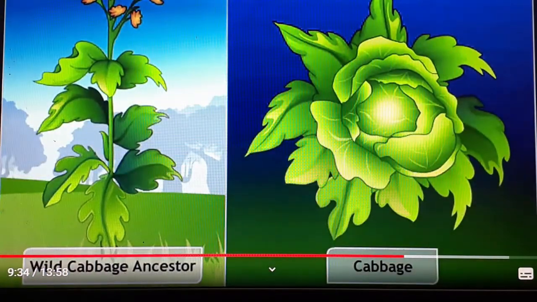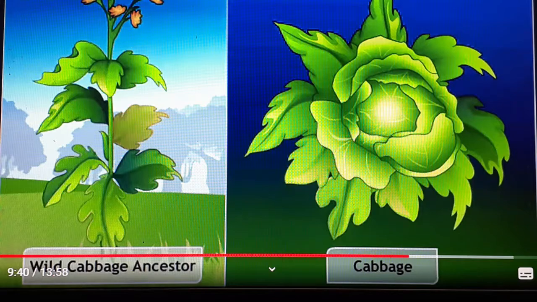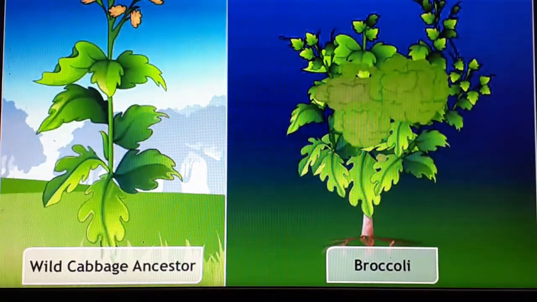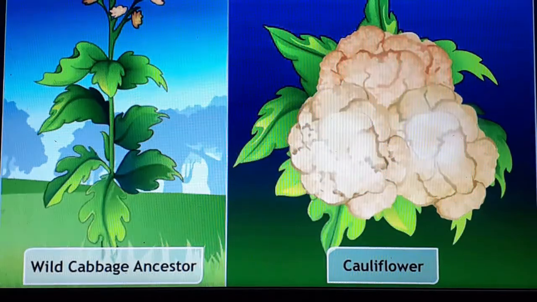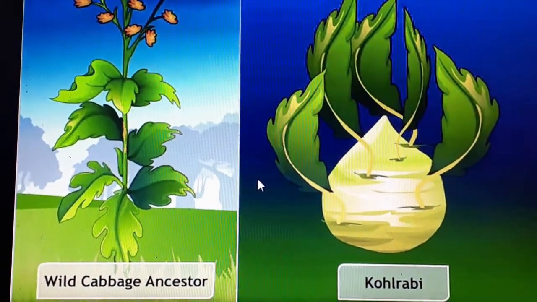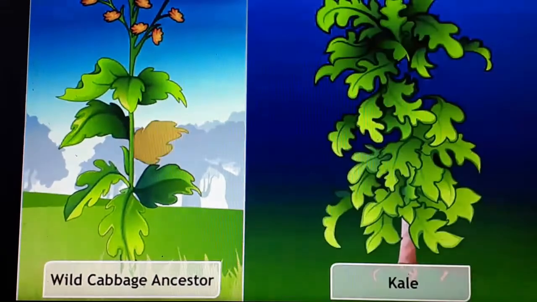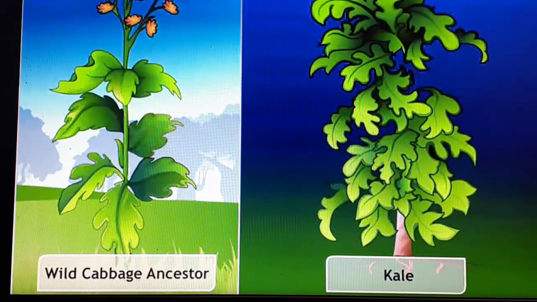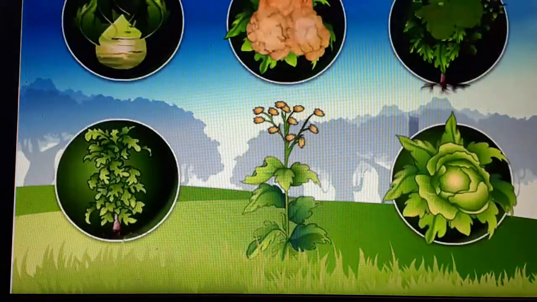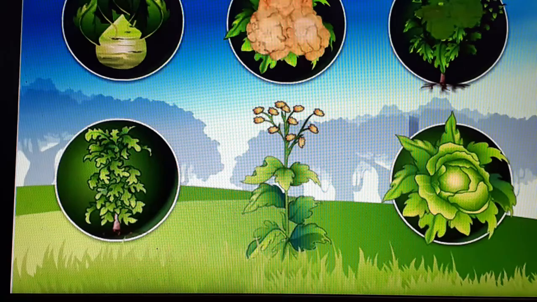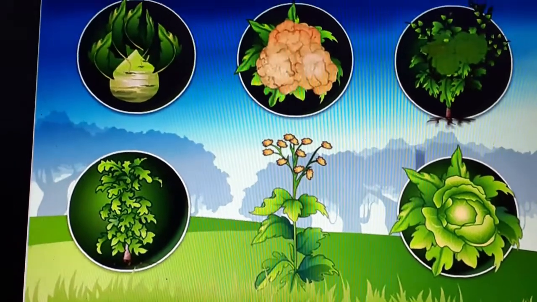Short distances between leaves gave rise to a new variety called cabbage. Arrested flower development gave rise to a new vegetable, broccoli. Sterile flowers gave rise to the cauliflower. Swollen parts gave rise to kohlrabi. And larger leaves gave rise to a leafy vegetable, kale. These changes are observed due to changes in genes which accumulate over a period of time.